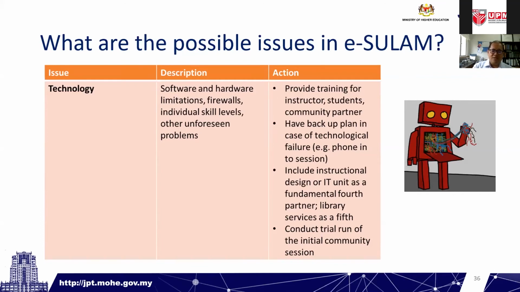I mean, include the instructional design or IT unit as a fundamental fourth partner. Okay, library services as a fifth. That means how to get the student to get information from the library, for example, to understand how to think critically, how to advocate certain topics and issues. The library needs to be accessible to them. Google is always there as well. And also it is essential to conduct a trial run for the initial community session.